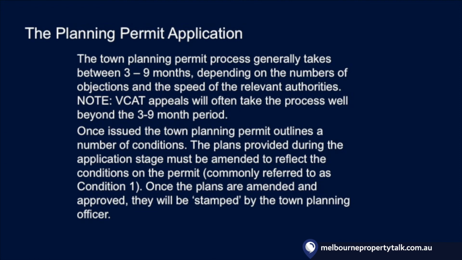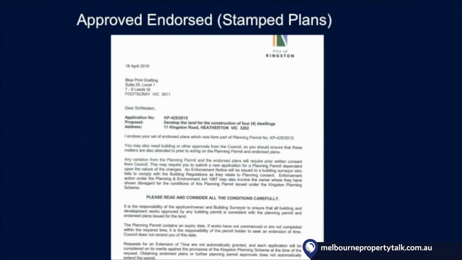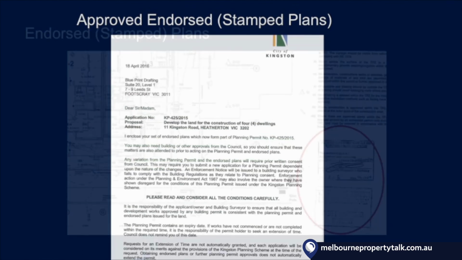Once issued, the town planning permit outlines a number of conditions. The plans provided during the application stage must be amended to reflect the conditions of the permit, commonly referred to as Condition 1. Once the plans are amended and approved, they will be stamped by the town planning officer. The final stage in the town planning approval process is in receiving the approved endorsed plans. A cover letter will usually be provided together with the stamped plans.